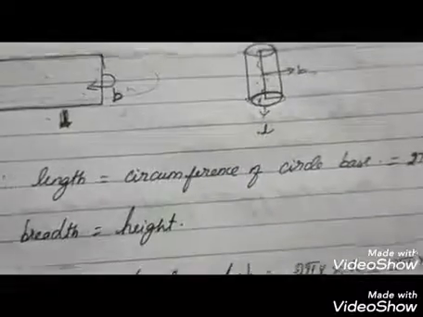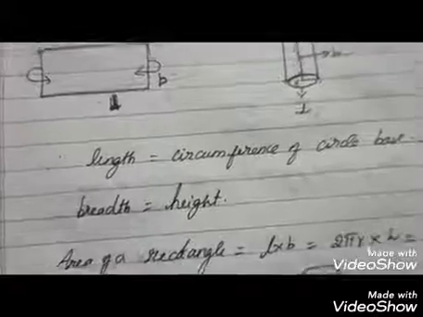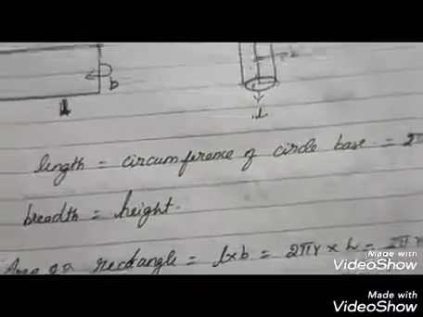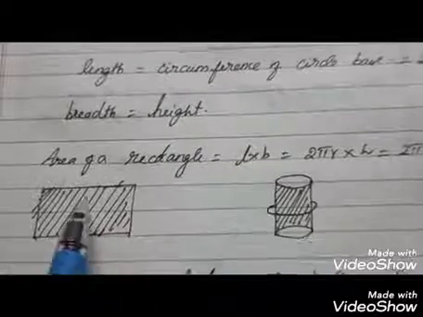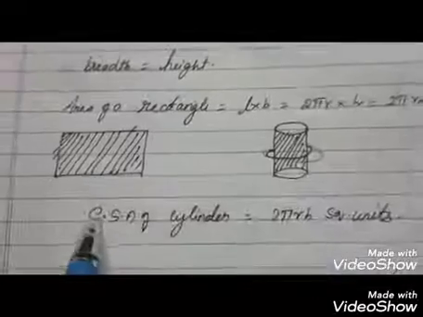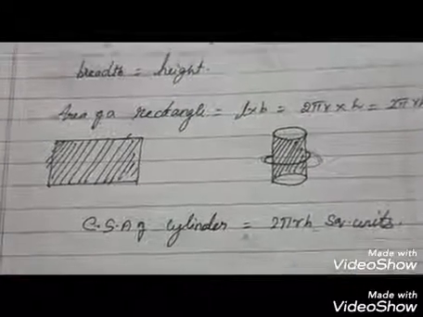Next we move on to the breadth. Breadth is equal to the height of the cylinder. So breadth is equal to height. Now you see the area of a rectangle. Area of a rectangle is equal to L into B, so 2 pi r into h, 2 pi r h. So the area of the rectangle is equal to the curved surface area of the cylinder. So CSA of cylinder is equal to 2 pi r h square units.